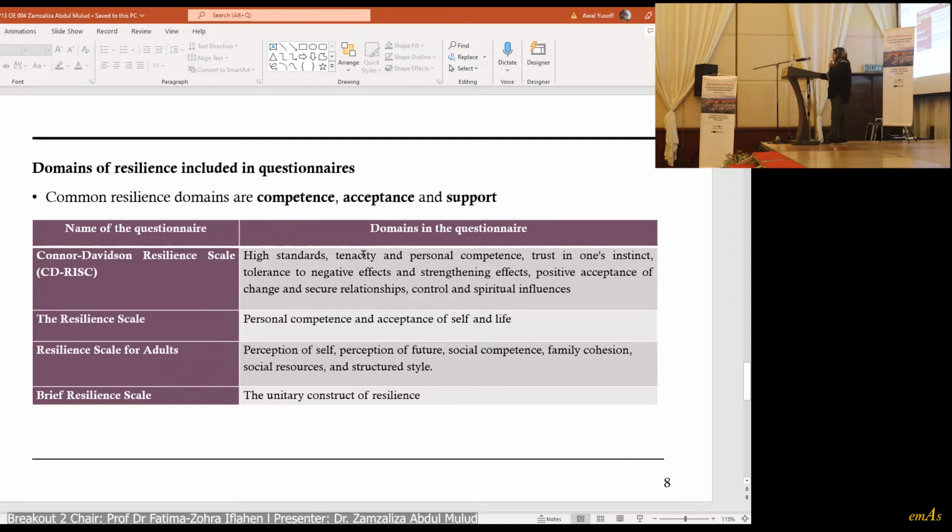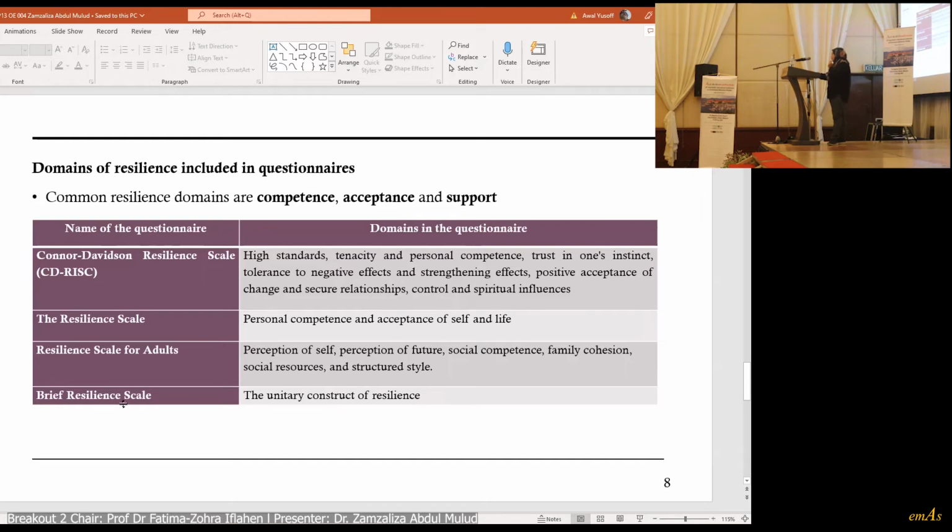Yeah, and then the second one is acceptance. To be resilient, we need to have acceptance. We need to accept the condition, the adversity. And then the last one, and the most important two, is support. Resilience is related to what type of support that we receive. For example, family cohesion, social resources, they are all related to support.